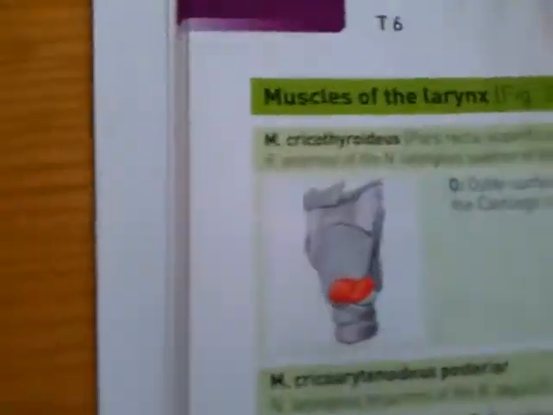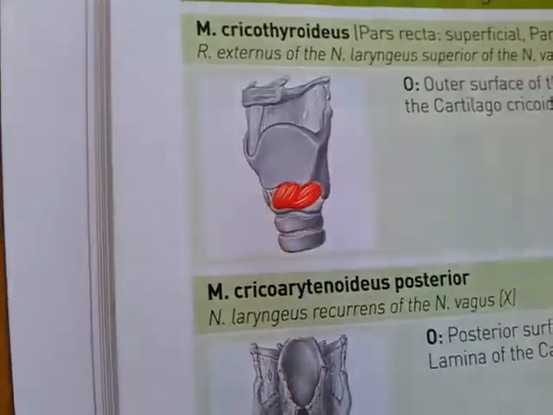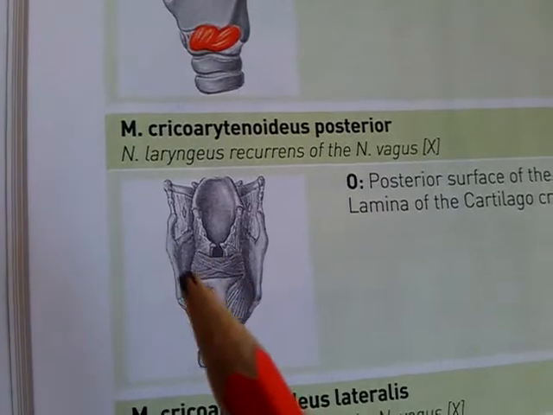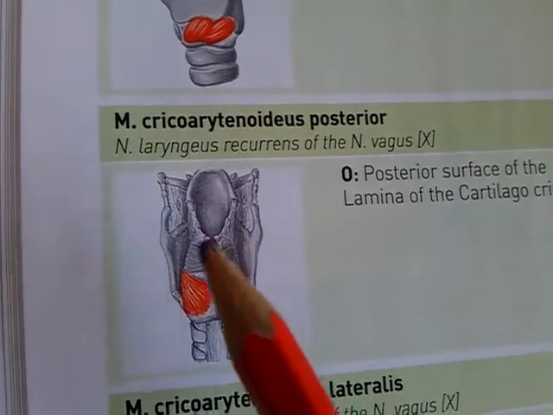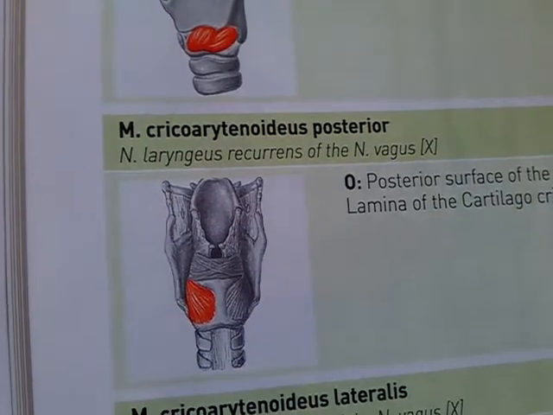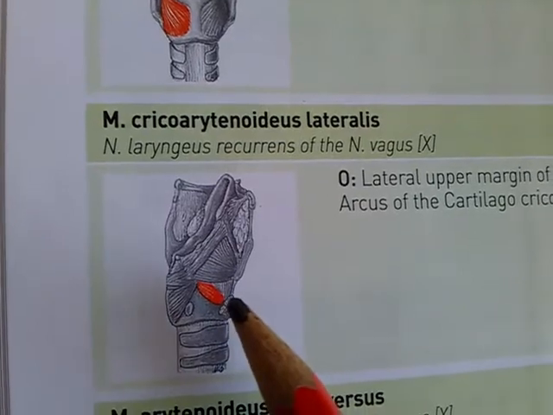Next you have cricothyroid, this one. Next you have posterior cricoarytenoid. This is the only abductor of laryngeal muscles. Then you have lateral cricoarytenoid.